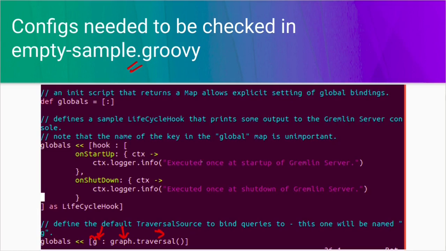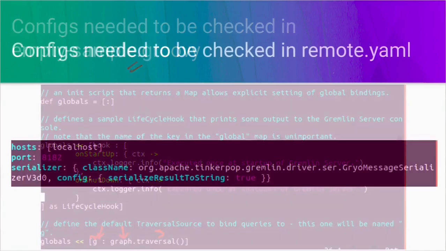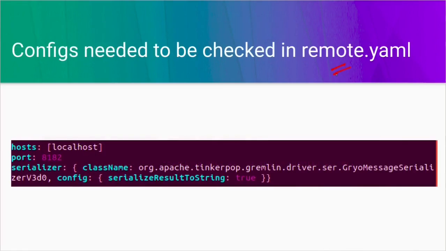Let's move ahead to the next configuration file, that is remote.yml. This file is used by the Gremlin console to connect to the server, and we can understand this using this configuration also. The first configuration here is the host. This is the host of the Gremlin server on which the Gremlin server is hosted. As of now, we are hosting it locally, so we have put localhost here, but you can put any IP here. The port that we are using is 8182. This is the port on which the Gremlin server is listening.